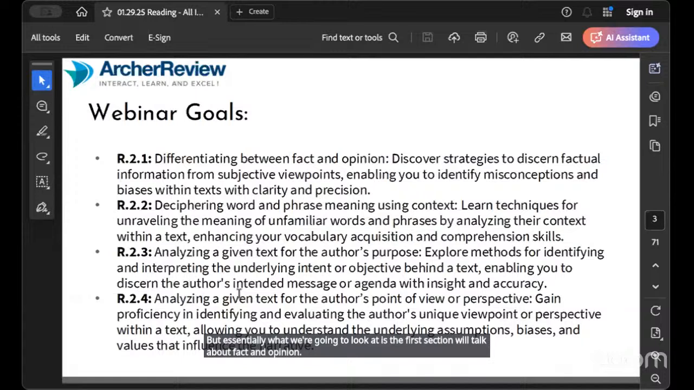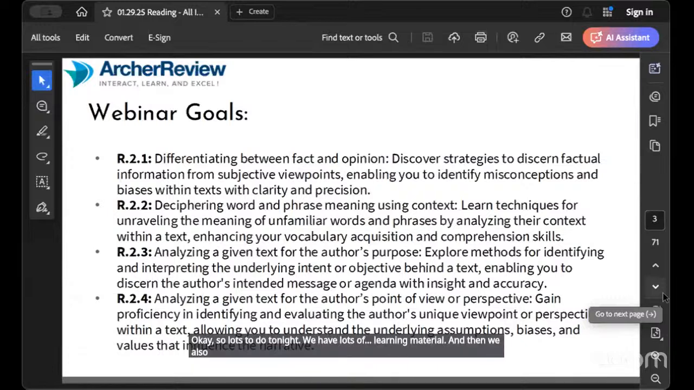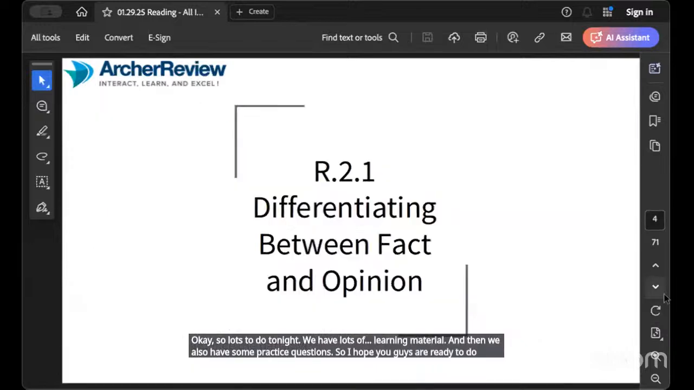The second section looks at words and phrase meaning and how to determine those using context. The third section is author's purpose. And the fourth and last section will be author's point of view or perspective and using that to analyze a given text. So lots to do tonight. We have lots of learning material, and also some practice questions. I hope you guys are ready to do some practice questions.